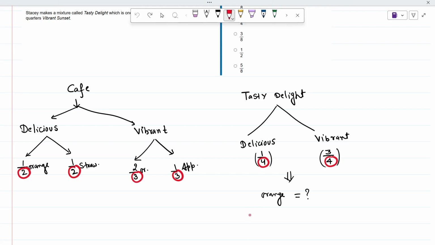We can assume the total volume of the mixture in such a way that we have easy calculation. First of all, please see the ratio of the delicious drink and the vibrant drink in Tasty Delight. So what should be the ratio? The ratio should be 1:3.